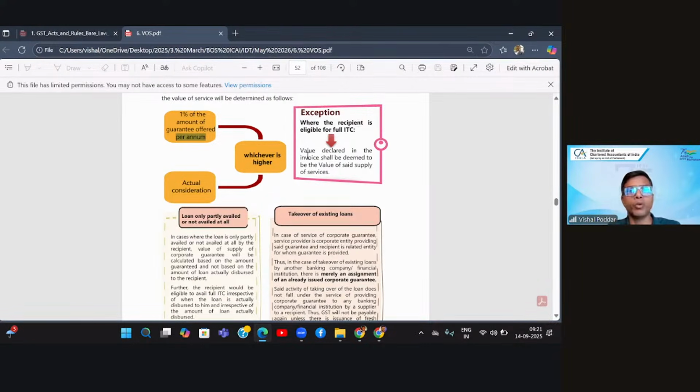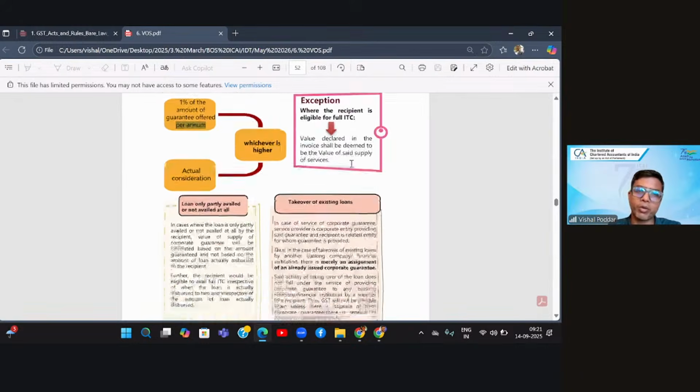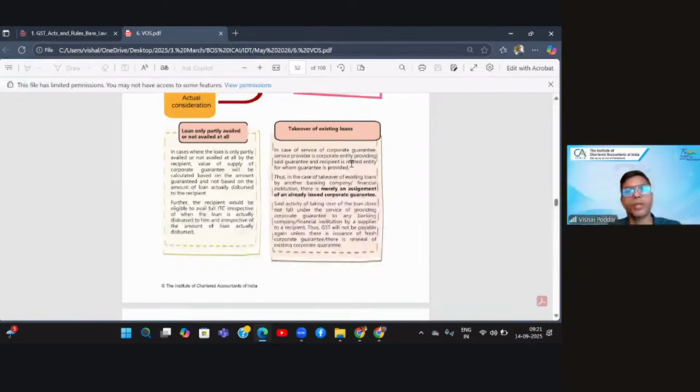Again, whatever value is declared in the invoice, whether it is 1 rupee or 1,000 rupees or 1 crore rupees, that will be accepted, that will be deemed to be the value of the service. So the same relaxation as given above is continued here. Now, some more clarifications. As I said, after the circular had come, there was more confusion.